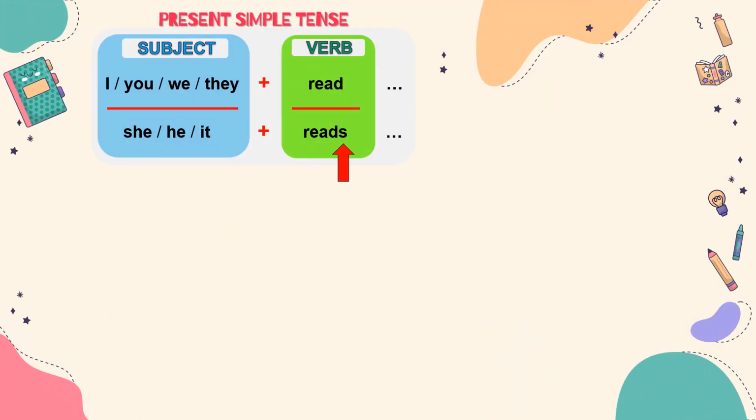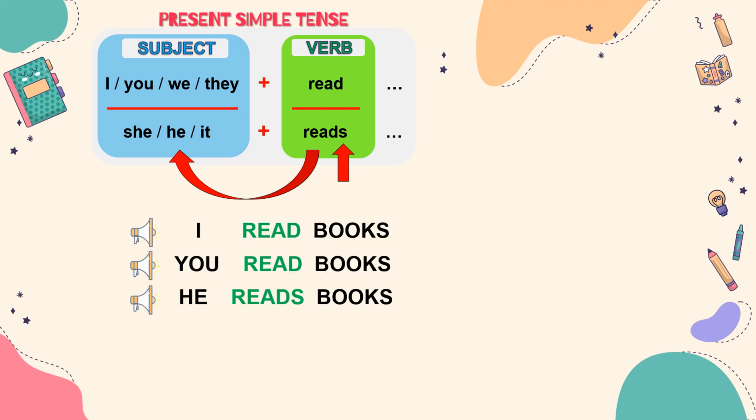Look at this. We say I read, you read, we read, they read, but for she, he, it, we use reads with an S at the end. The S is necessary at the end of a verb when the subject is she, he, or it. Look at these examples. I read books. You read books, but he reads books. The S is necessary at the end of the verb.